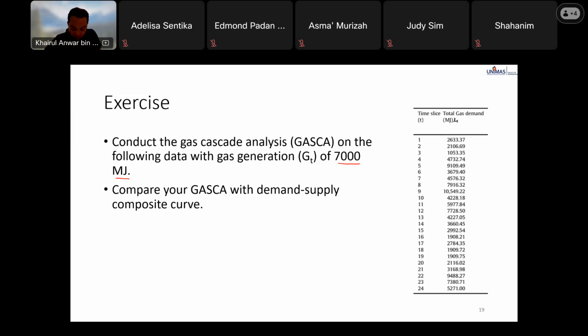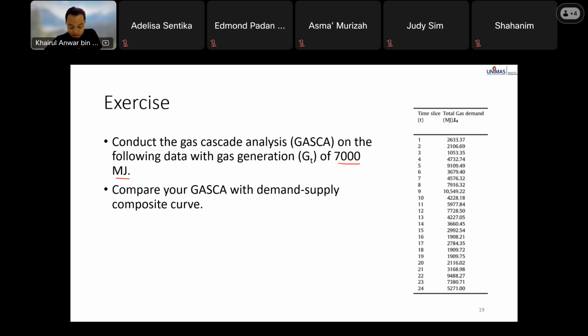Okay, next, net gas generation is GT minus LT. So 7,000 minus 2633, you get NT. Next is the charging energy and discharging energy. For this case, it's divide by 1 or multiply by 1, depending on the charging or discharging.